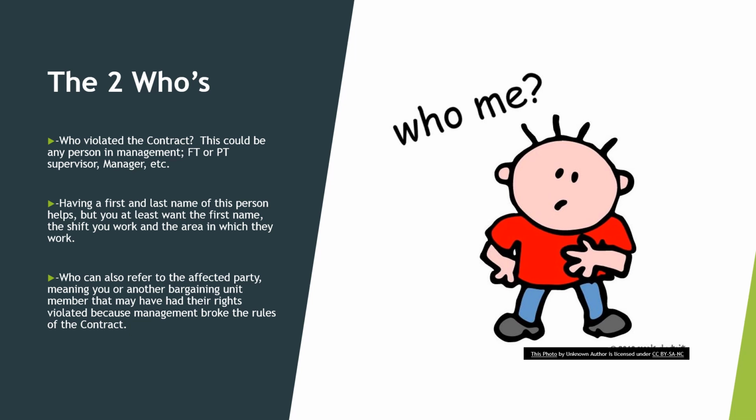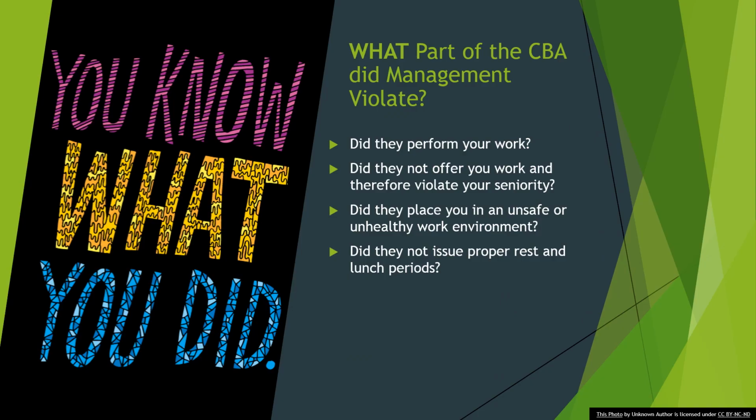And there can also be a second who, who was affected. The affected party could be yourself or another bargaining unit member, and they may have had their rights violated because management broke the rules of the contract. So that's who. Next is what.